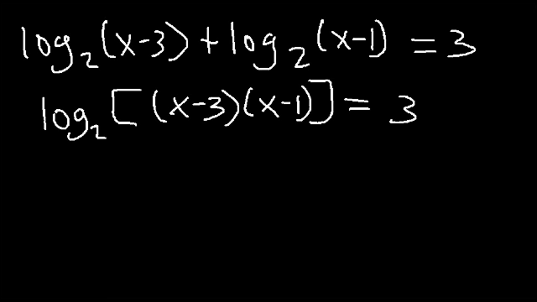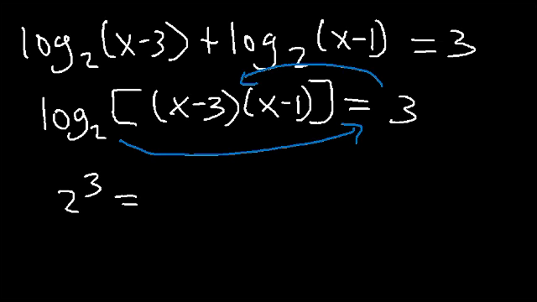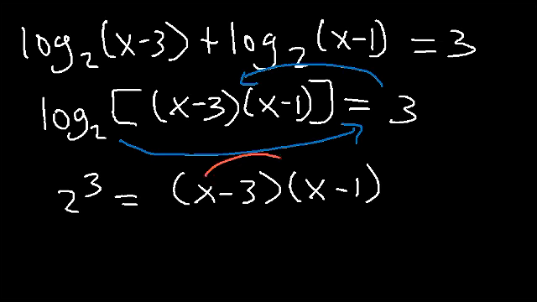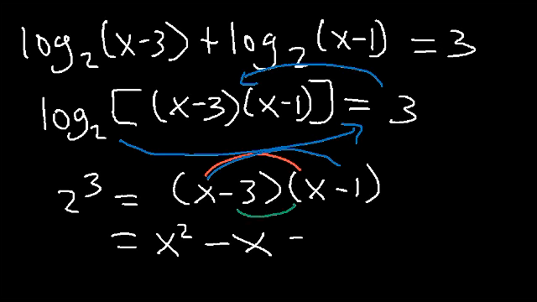So now we can convert it to exponential form. 2 to the third power equals what's inside. So 2 to the third power is equal to x minus 3 times x minus 1. On the right side, we need to FOIL. X times x is x squared, and x times negative 1, that's negative x. Negative 3 times x is negative 3x, and negative 3 times negative 1, that's plus 3.